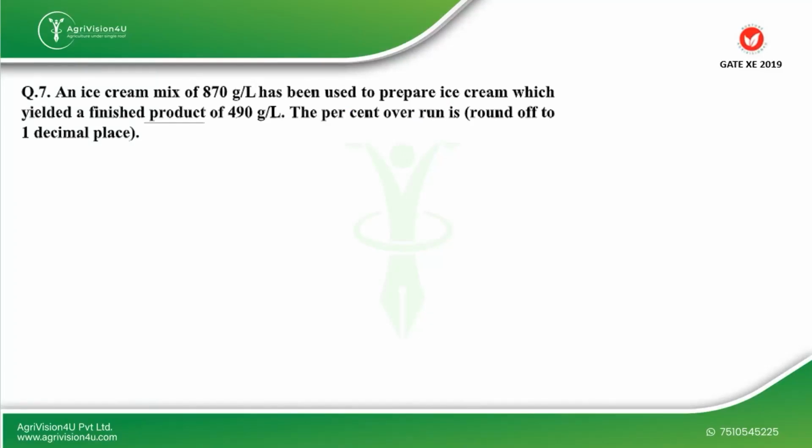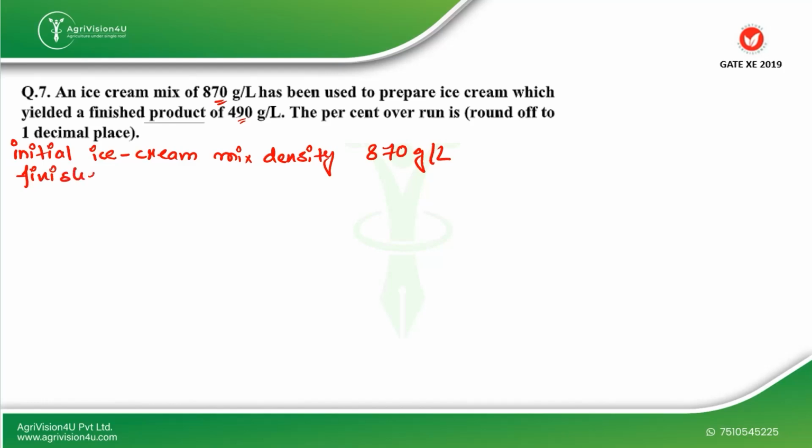Question number 7. An ice cream mix of 870 gram per liter has been used to prepare ice cream which yielded a finished product of 490 gram per liter. The percent overrun is how much? So the problem is asking us for the percent overrun of the ice cream. What are the given data? Initial ice cream mix density is 870 gram per liter, and the finished ice cream density is 490 gram per liter.